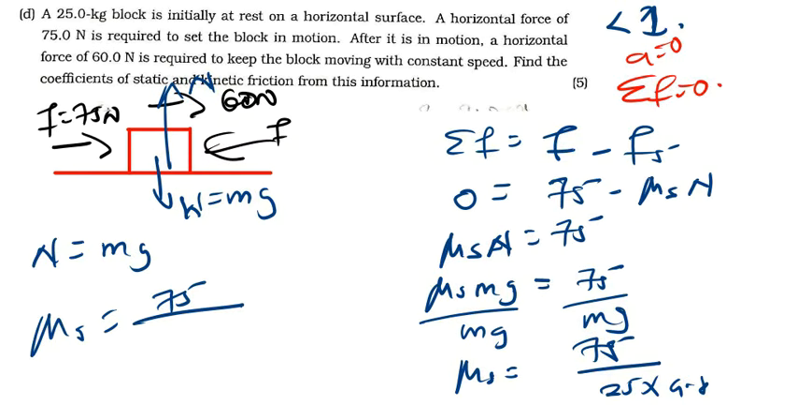So the coefficient of friction is always less than 1. But there are some situations where you can find it to be greater than 1. But in that case, there is an explanation, a conclusion that we have to make. But at your level, it's less than 1.